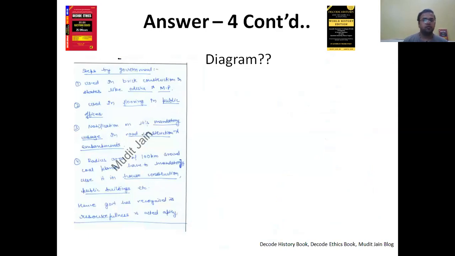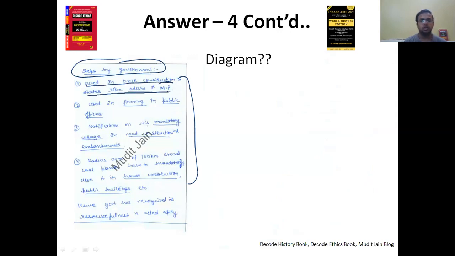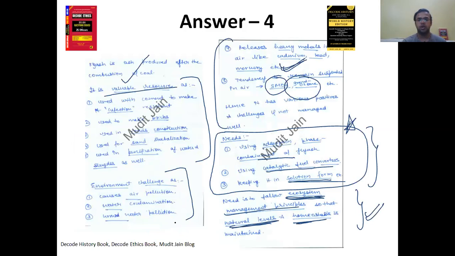Lastly, I've handled the fourth part, that is the steps taken by government, and I've written 4 points. And then I'm mentioning examples as well. See, this was the news I was talking about, used in brick construction in states like Odisha and MP, used in flooring, notification on its mandatory usage in road construction. This is the point, this is the news. So you have to make points from current affairs, from policies itself. And lastly, I have mentioned conclusion. So overall, a very good attempt.